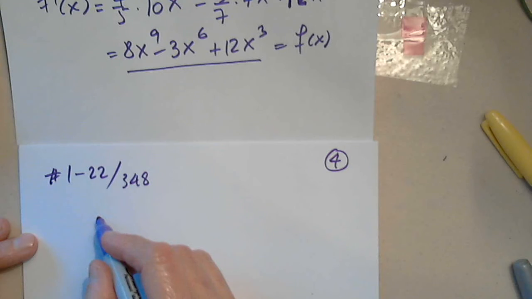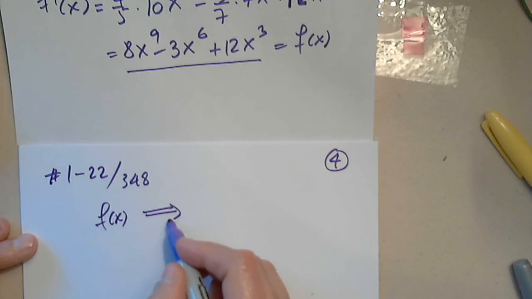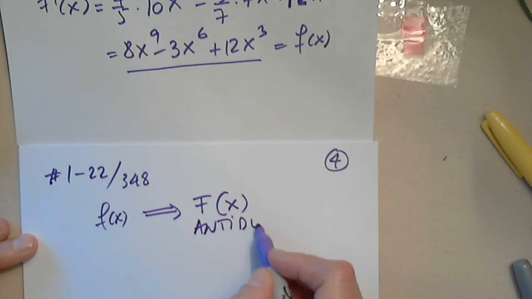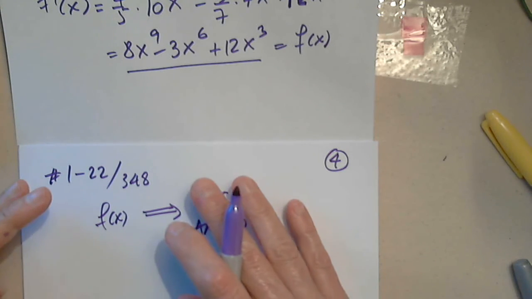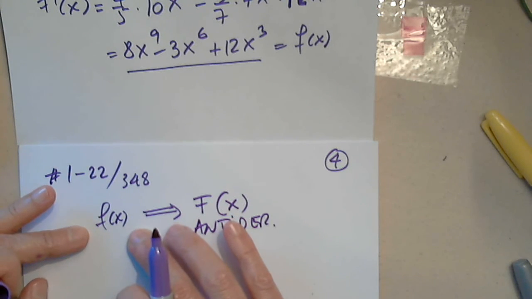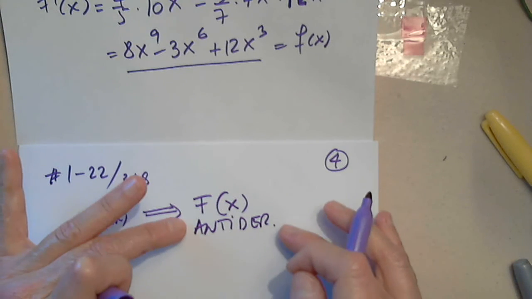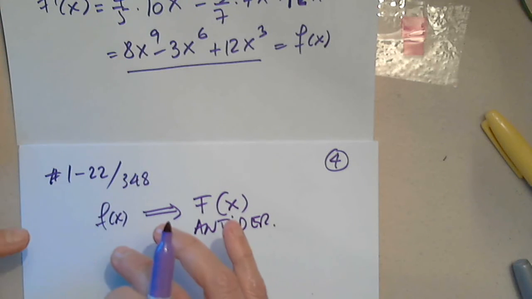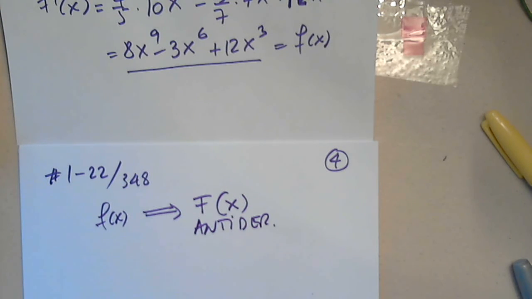We are given f of x, and we are asked to find the antiderivative. This is to be understood that this is a derivative of a function, and we are asked to find basically the family of functions whose derivative will always be that. It's denoted by f of x, but it's a derivative.